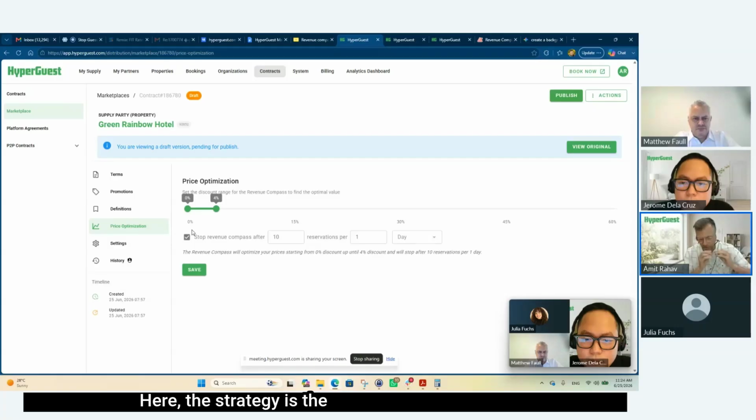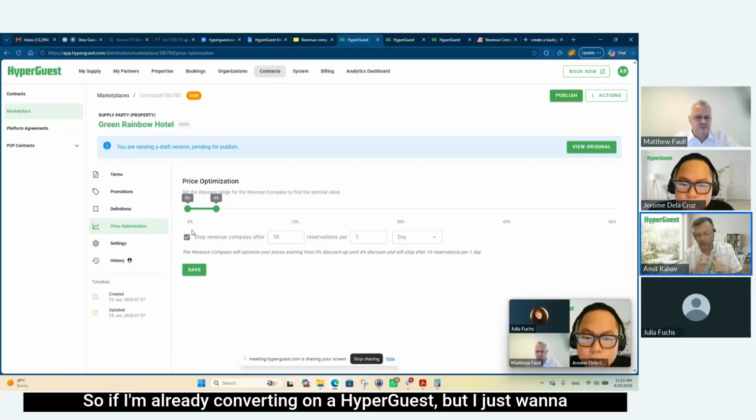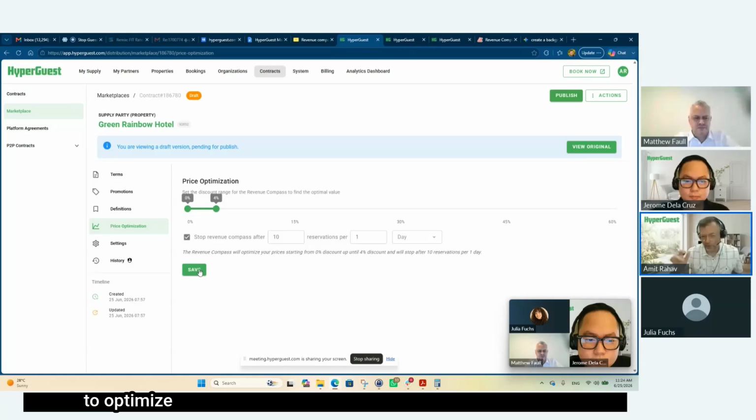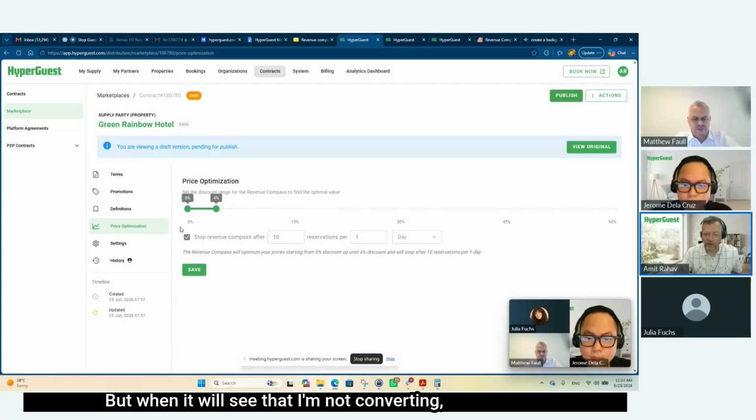Here the strategy is the fine-print optimization. So if I'm already converting on HyperGuest, but I just want to squeeze more out of it, I'm just going to give it a few percentage points to optimize when it actually matters, not all over the year. So most times it will go at 0 extra optimization. But when it sees that I'm not converting, but could be with just 1 extra percent, and I get that booking directly, and I'm saving 10% versus getting it through, I don't know, Expedia, that 1% is certainly worth it for me.